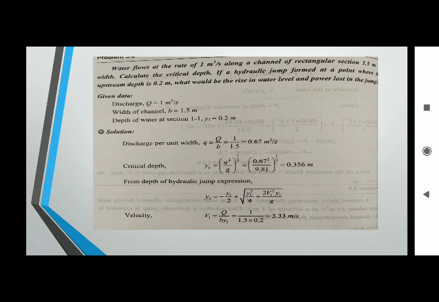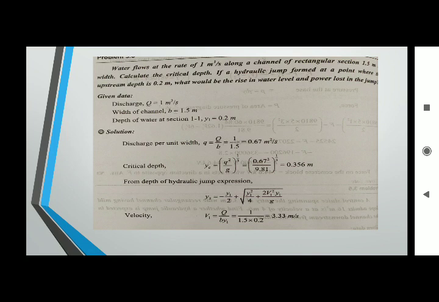The rise in water level is nothing but the depth of the jump. We know that because of the hydraulic jump there will be an increase in depth. Here y1 is given. By using y1, how can I calculate y2? We know the formula: y2 is equal to minus y1 by 2 plus root of y1 square by 4 plus 2 v1 square y1 divided by g.